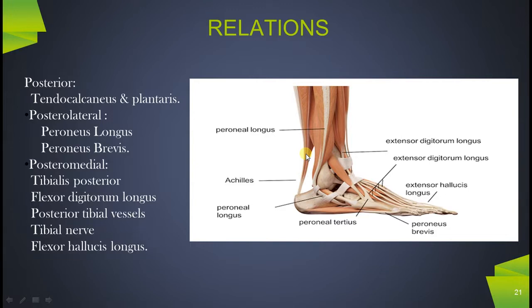So relations of ankle joint: in front, structures passing deep to the extensor retinaculum. Posteromedially you can write structures passing deep to flexor retinaculum. Posteriorly you can write tendocalcaneus, and laterally or posterolaterally it is the peroneus longus and brevis.